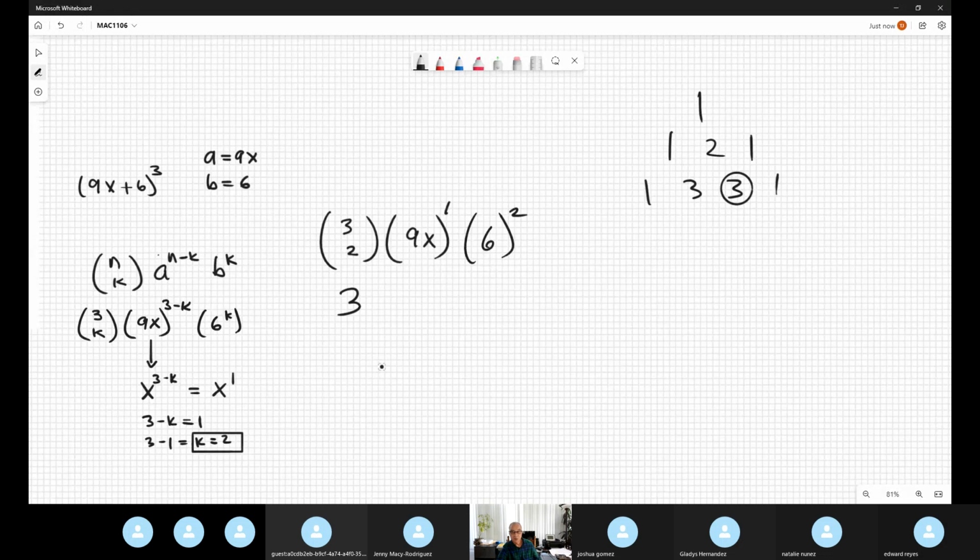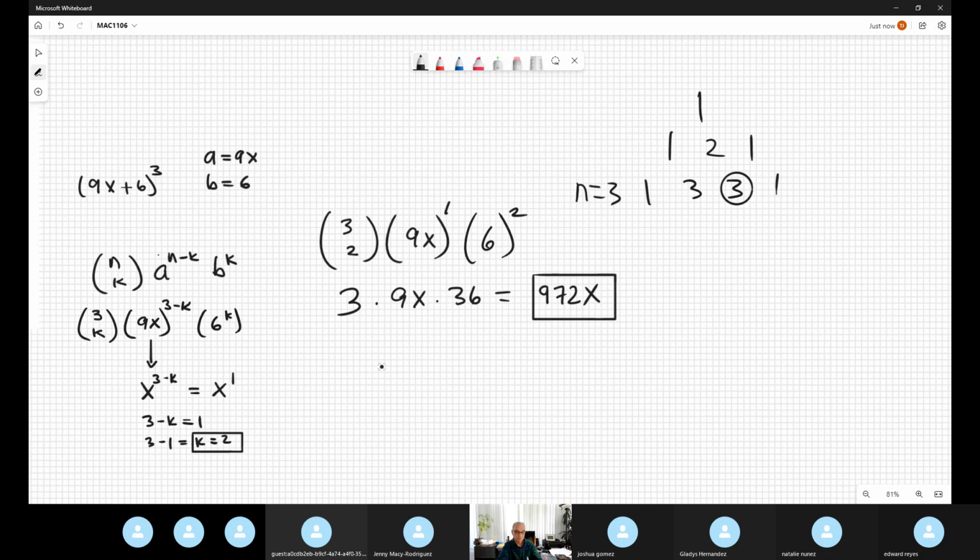Because it's located in position 2. Remember, this is 0, 1, 2. And this is n equal 3. And then multiplication by 9x, multiplication by 36. And the answer is 972x. Boom. Final answer. Any question?